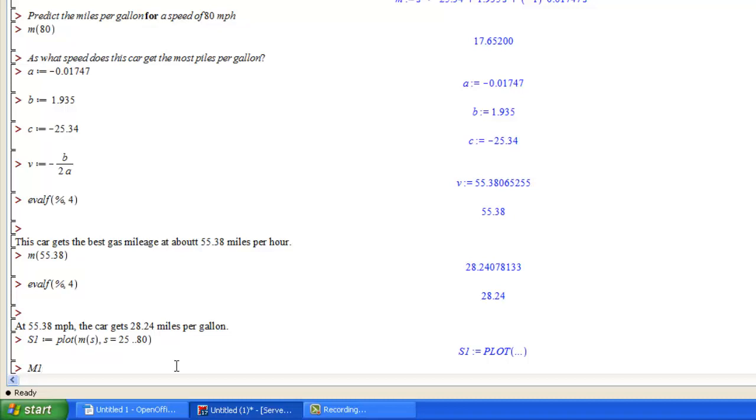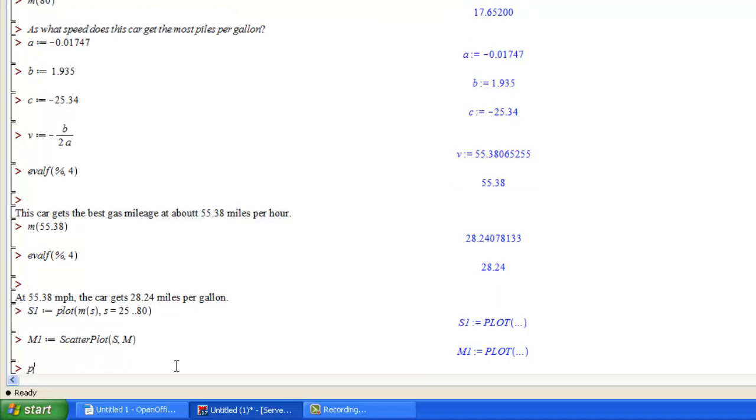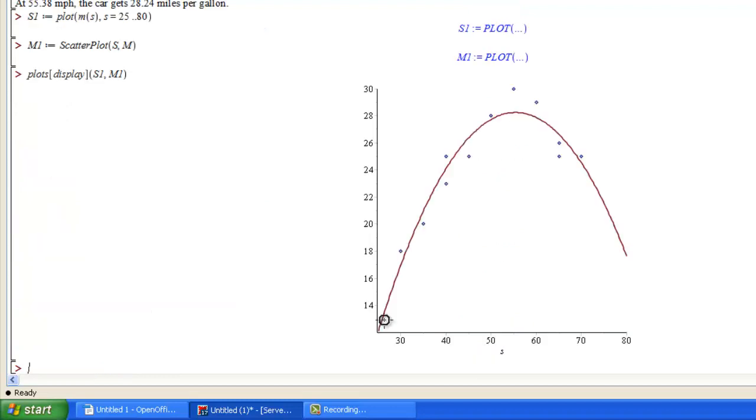Then we're going to make our scatter plot. We're going to call it M1. So M1 is the scatter plot with S as the independent variable and M as the dependent variable. And then if you want to graph them on the same frame, we type plots display in square brackets, and then we want to display S1 and M1. So there we have a picture that puts the scatter plot in the same frame as the polynomial curve, and looking at it, that polynomial is a fairly good fit to that data set.